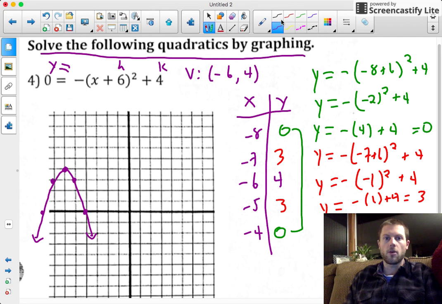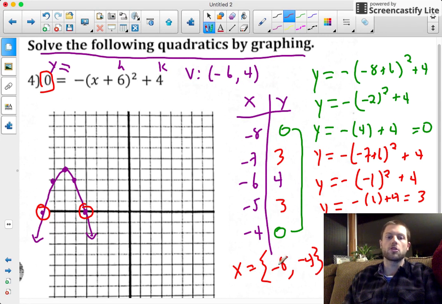So my solutions, remember, I'm looking for when I graphed the equation y equals all of this. It gave me the shape, but I want to know when this parabola is equal to 0. So I want to know when y is equal to 0, and that's happening here and here. So my solutions are going to be x equals negative 8 or negative 4. I could algebraically verify these solutions by plugging each one of those in one at a time and solving, and I should get back out a 0.